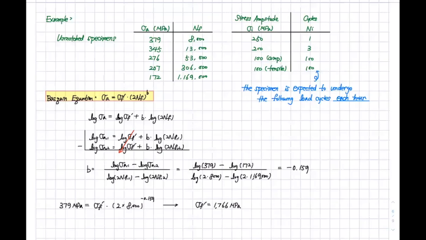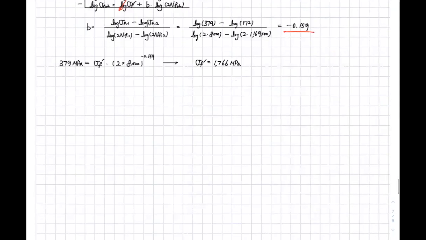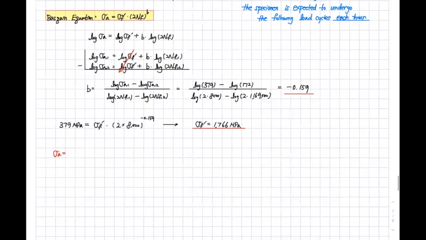Okay, so now we can finish the Basquin equation, because we got the exponent and we got the failure stress. The Basquin equation is sigma A equals 1766 times 2 times the cycles to failure to the power of negative 0.159. That's the Basquin equation that we got. But now we have to find the fatigue life in this situation using Miner's rule.